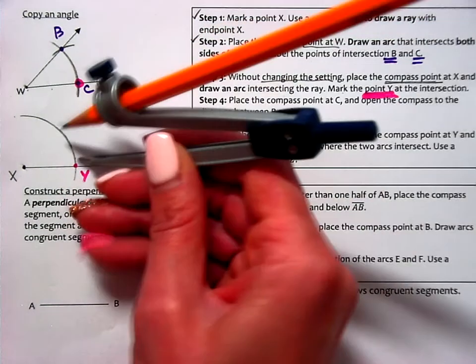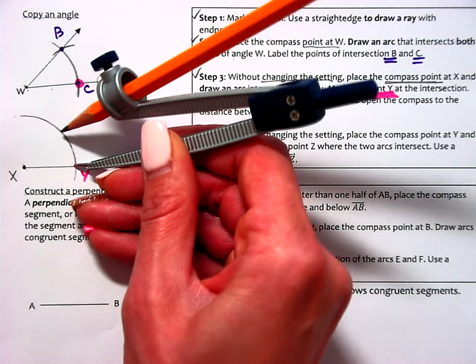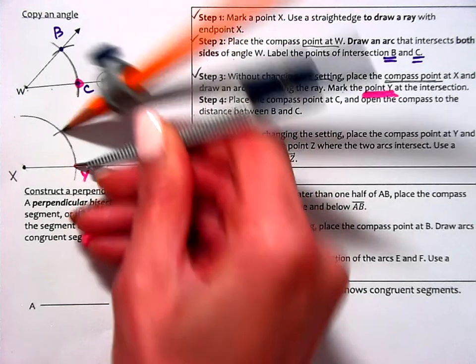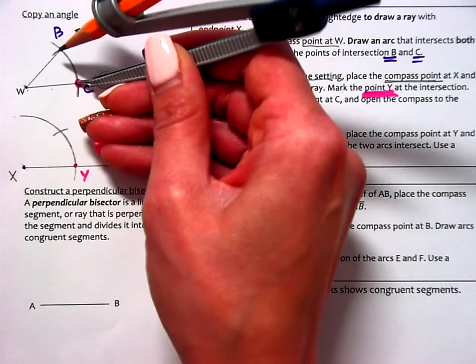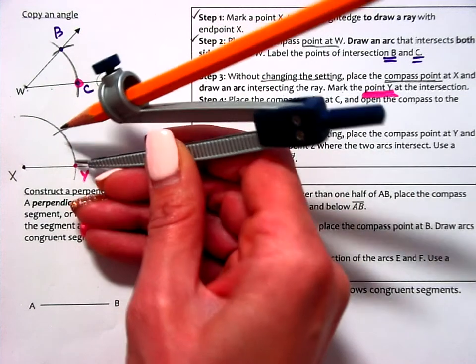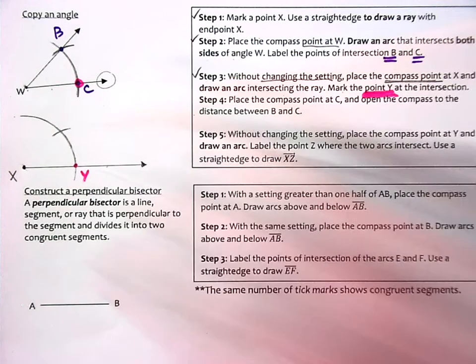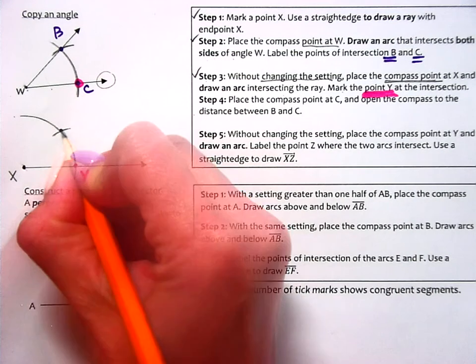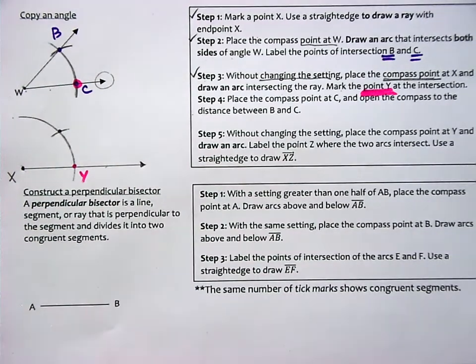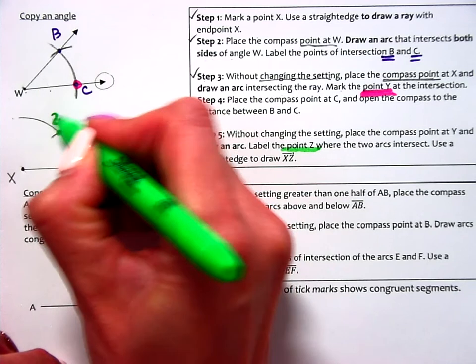And then you're going to keep the same setting, and your sharp end is going to go on Y, and you're going to arc through. So once again, you went sharp on C, arc through B, and then the same setting, sharp on Y, arc through. And this is how you are going to get your point of intersection. You're going to label it Z. So this point is right here, that's Z.